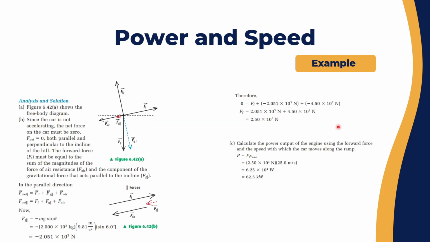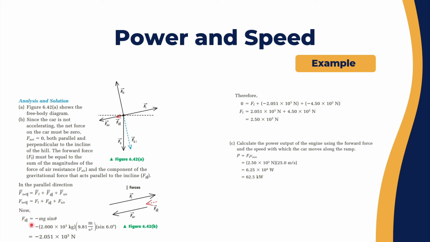So over here the car is not accelerating, so we have the net force. If you remember from the previous chapter, the net force here is 0 because we are moving the car at a constant speed. So we have parallel and perpendicular forces to the inclined hill. So the forward force would be F forward equal to the sum of the magnitudes of the force of air resistance, and we can do that by abbreviations and equations. F net parallel equals F forward plus FG parallel plus F air. F net parallel would be F forward plus FG parallel plus F air without directions.